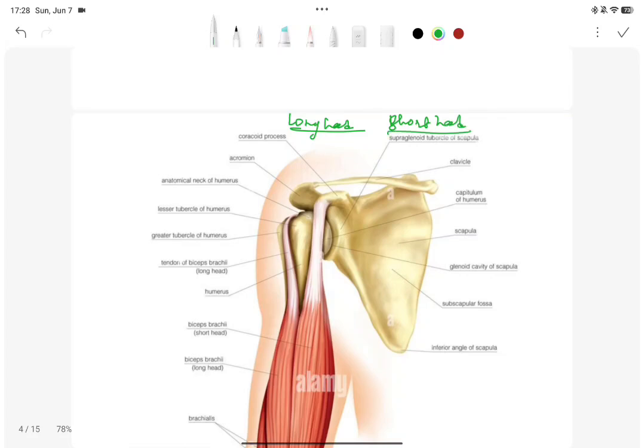The long head originates from the supraglenoid tubercle, while the short head originates from the coracoid process. So this is the short head that originates from the coracoid process, and the supraglenoid tubercle is inside the shoulder joint. The tendon of the long head of biceps brachii passes through the intertubercular sulcus and penetrates the joint capsule, and it originates from the supraglenoid tubercle right here.